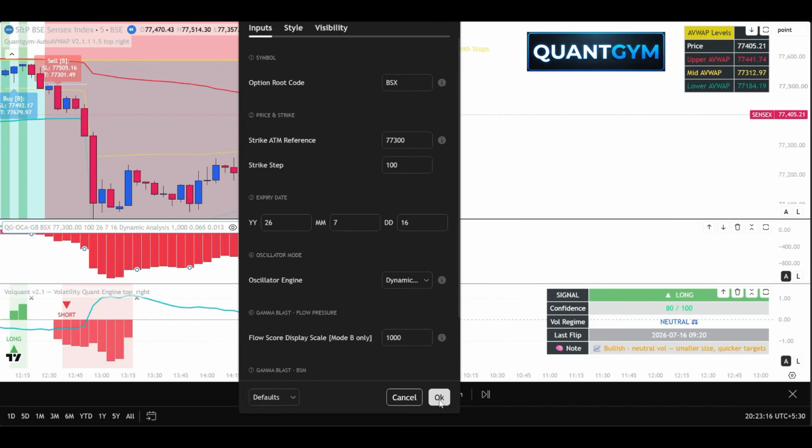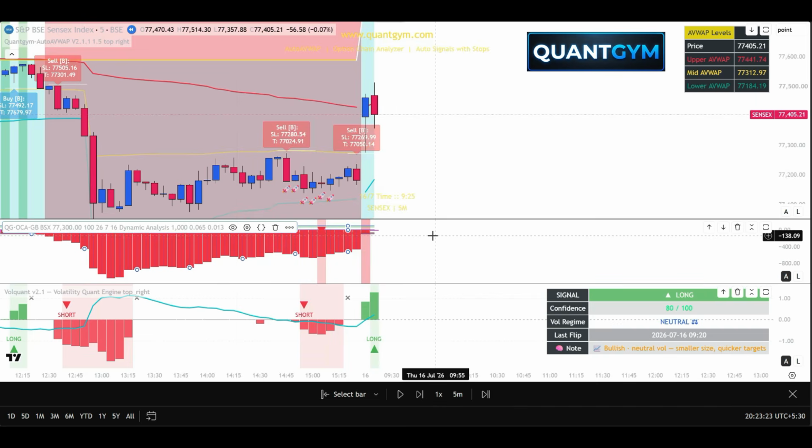And as I said, you needed a live data subscription for the Sensex and also for the BSE FNO. Only then your data would have been current, else it would have been delayed. So these were the first two bars.